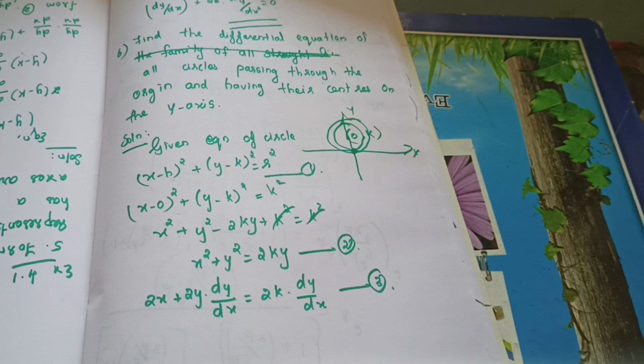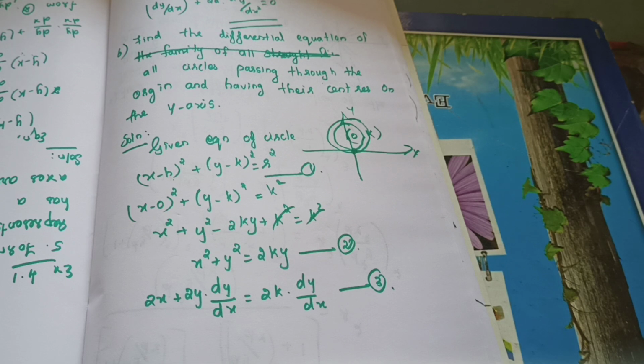If it is, they will change the question. Having the center on the y-axis means (0, k). So if it is generally (h, k), on the y-axis it means (0, k). If it is on the x-axis, (h, 0). Keep it in mind. According to that, I substituted the value and I have differentiated.